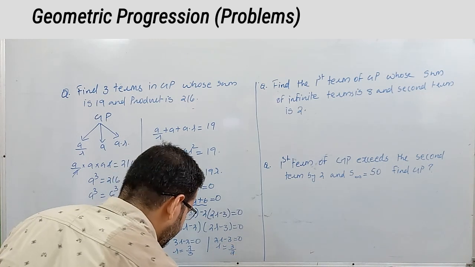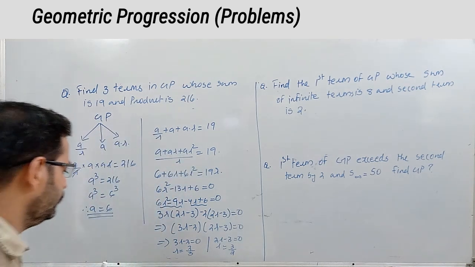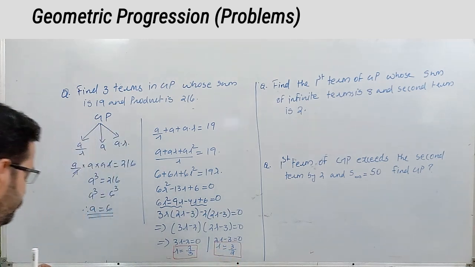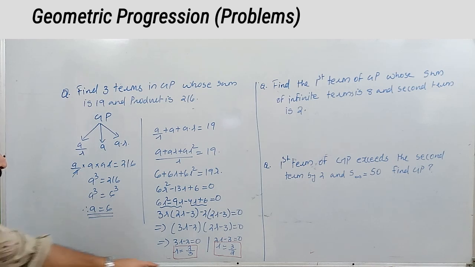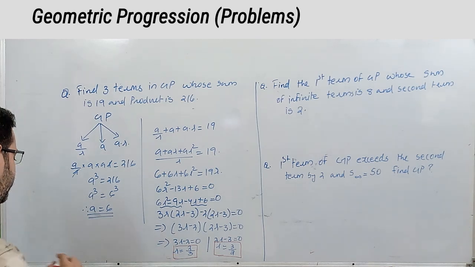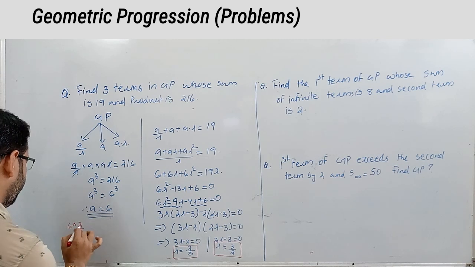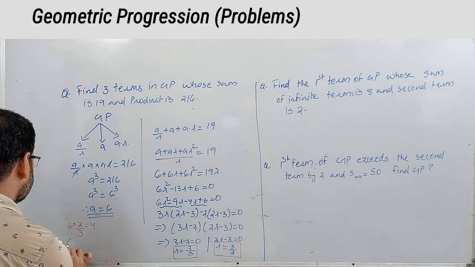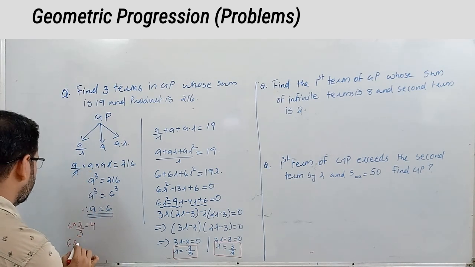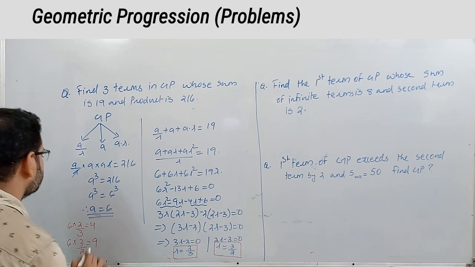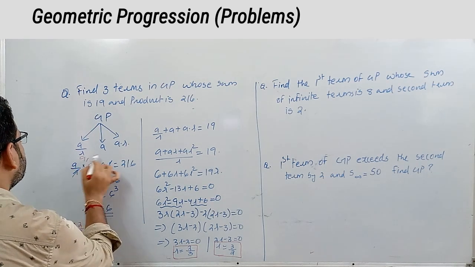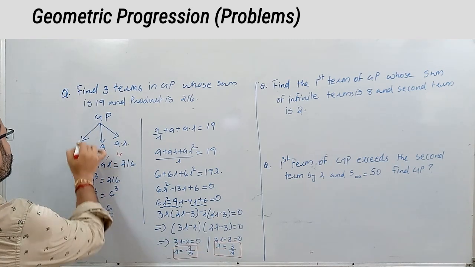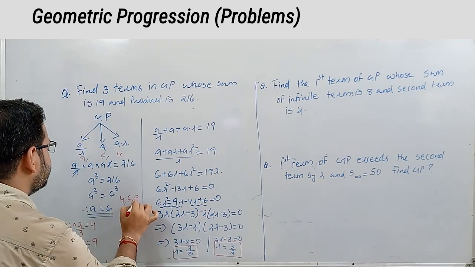Okay, we are getting the value of r as 2 by 3 and 3 by 2. Substituting the values, we know that a is equal to 6. If we take r as 2 by 3, then 6 into 2 by 3, we get 4. Then 6 divided by 2 by 3, that means 6 into 3 by 2, we get 9. Therefore 9, 6, 4. If we take r as 3 by 2, then we get 4, 6 and 9 as the GP.